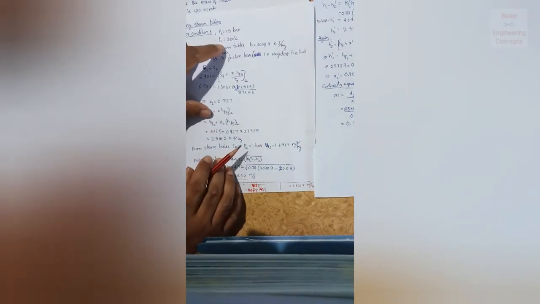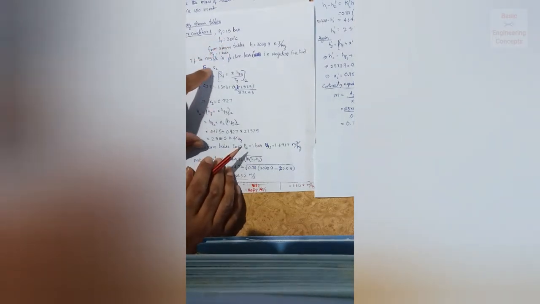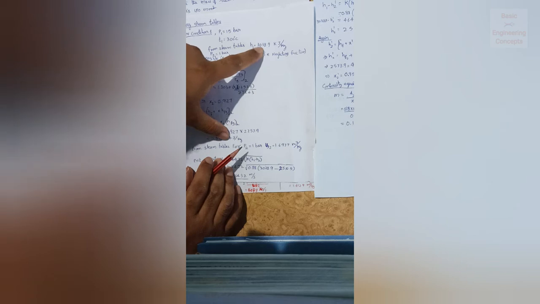This is the question, and the continuation is here. So 15 bar, 300 degrees centigrade. From steam tables you are getting H1 is equal to 3038.9 kilojoule per kg. So what is the value of P1?